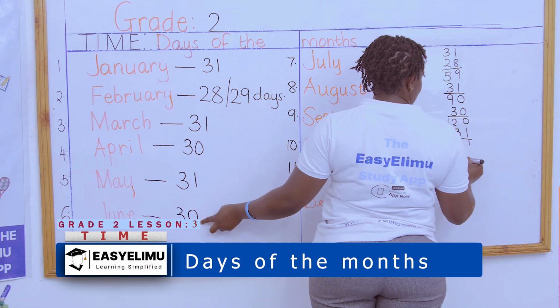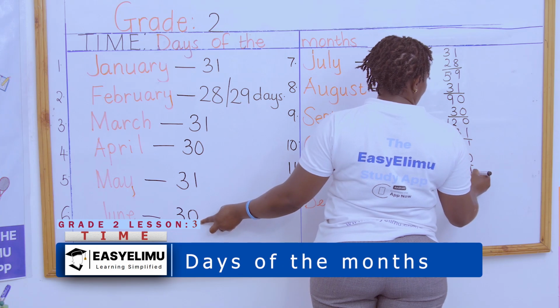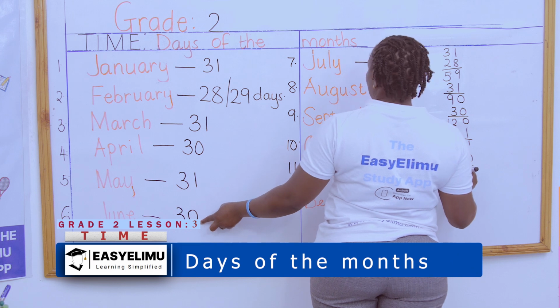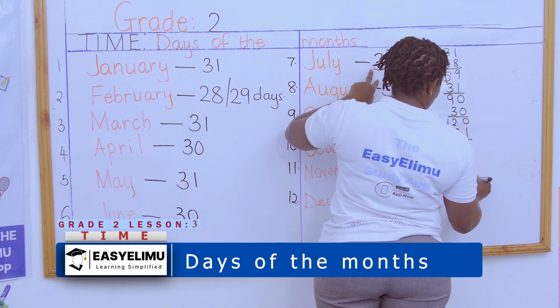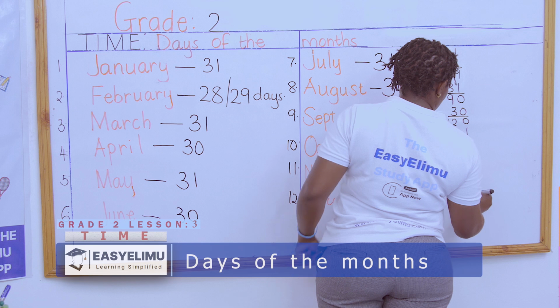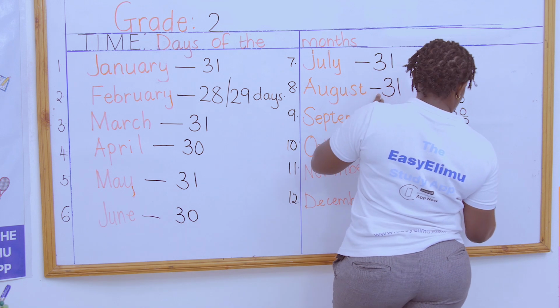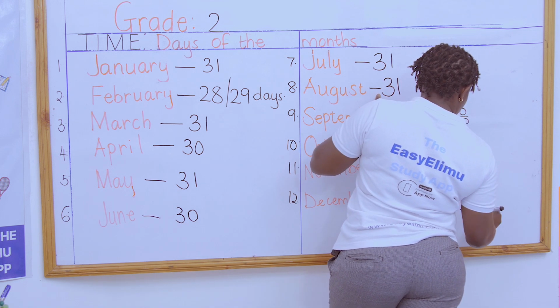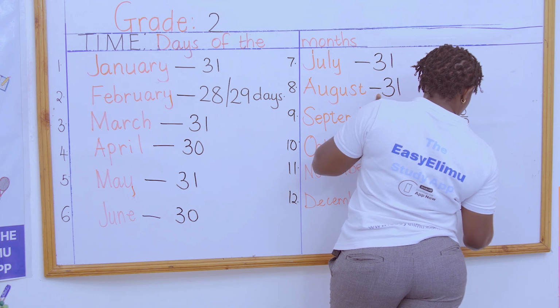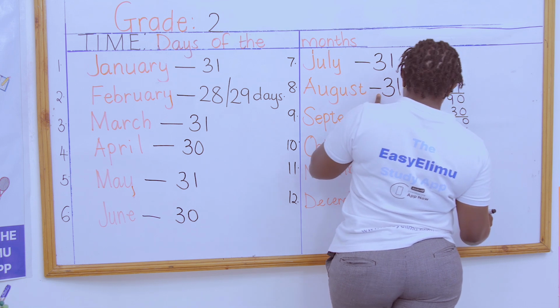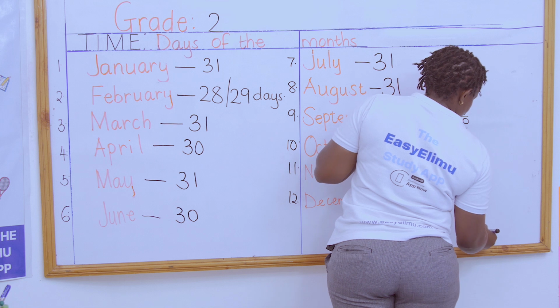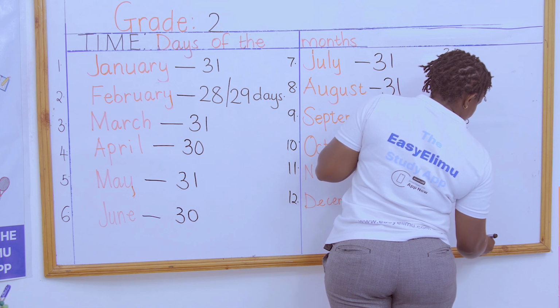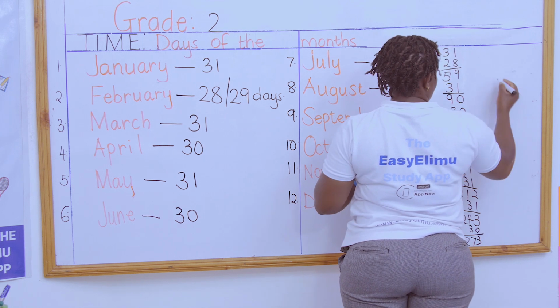Then it goes to 30, where it gives you 181. Then it goes to 31, where it gives you 212. Again 31, it gives you 342. Then it goes to 30, where it gives you 372.